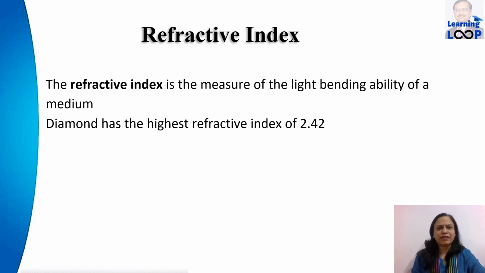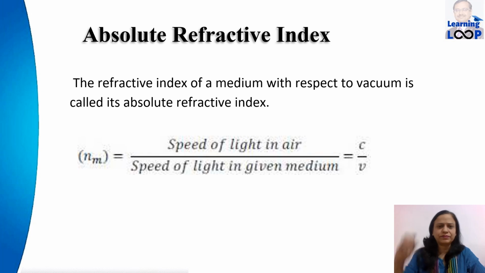So when I say refractive index, it is the measure of the light bending ability of a medium. That means how much light a medium can bend. That is what is meant by refractive index. And the material which has the highest refractive index in the universe is diamond, which has a refractive index of 2.42. And please remember that refractive index does not have any units.